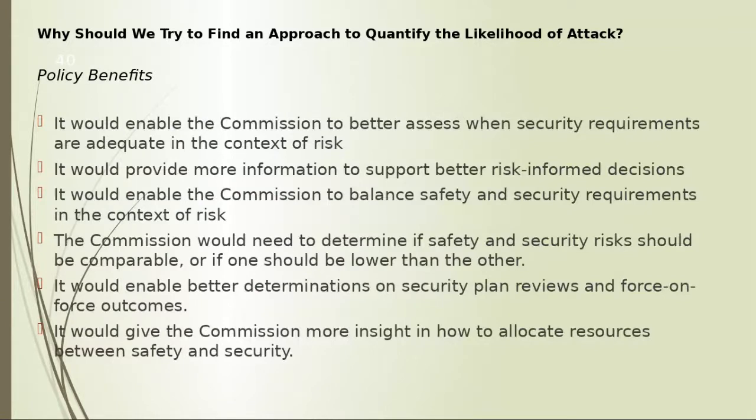Policy benefits. It would enable the Commission to better assess when security requirements are adequate in the context of risk. It would provide more information to support better risk-informed decisions. It would enable the Commission to balance safety and security requirements in the context of risk. The Commission would need to determine if safety and security risks should be comparable or if one should be lower than the other. It would enable better determinations on security plan reviews and force-on-force outcomes, and would give the Commission more insight in how to allocate resources between safety and security.